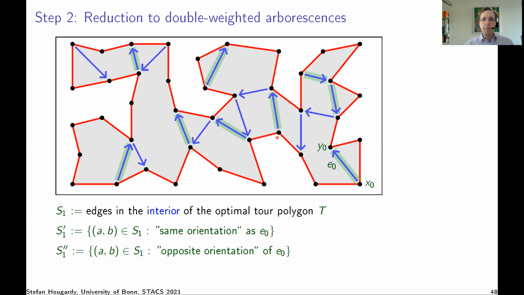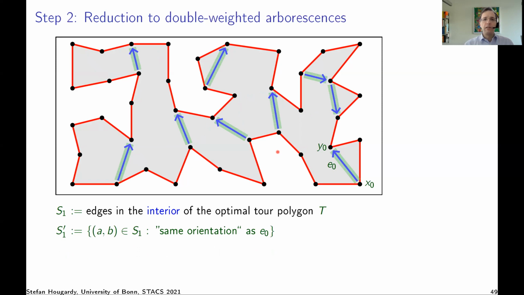And so in this example, all the edges that are green shaded are now the edges in S1 prime, and these are the edges that have, in this sense, the same orientation as this chosen edge E0. And now proving a length bound for the edges in S1 prime works the same way as for the edges in S1 double prime. So let's simply consider the set S1 prime. So how do we get a length bound now for these edges? So the idea is the edge set of the optimum tour and the edges in S1 prime form a planar graph. And so we can have a look at the planar dual.